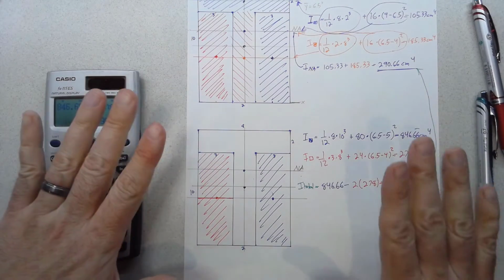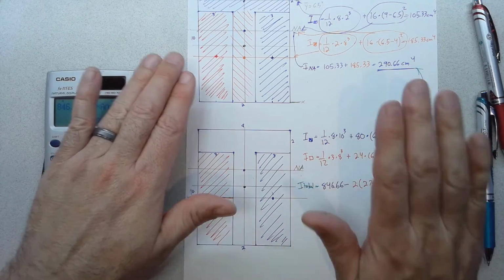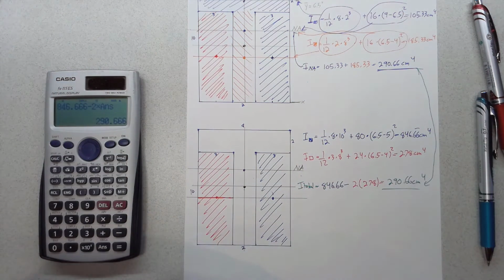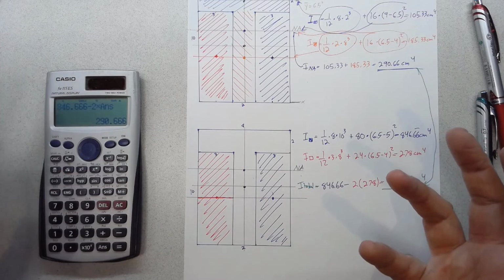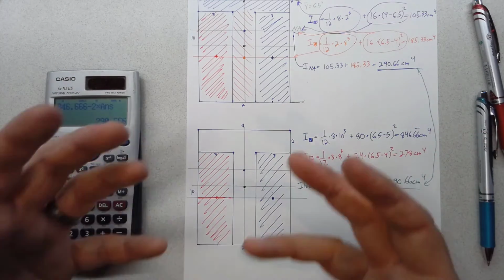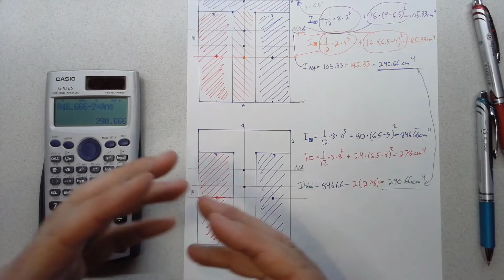Okay, hope that makes sense for a T shape. The last shape we're going to look at is one that's quite a bit more complicated, just to show you it really doesn't matter how weird the shape gets. You can still turn it into I about the neutral axis by using component pieces.